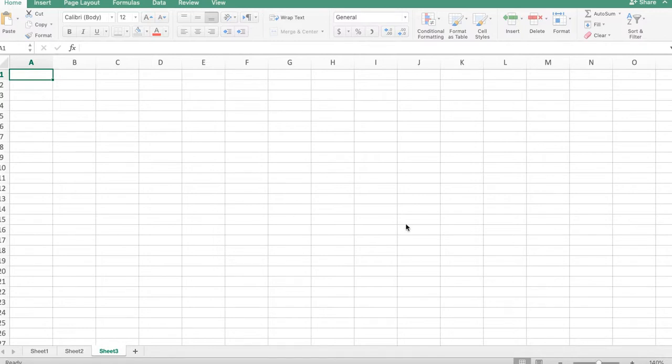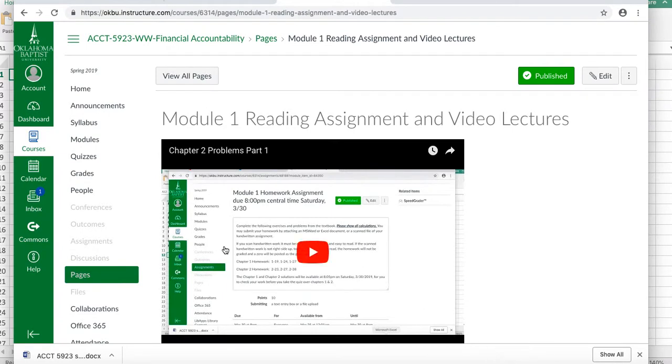Okay, so this is the last problem for chapter 2, and you will be doing, well, it'll open. You'll be doing problem number 238. So I'm going to look at problem 239.